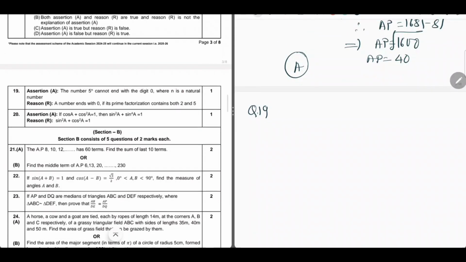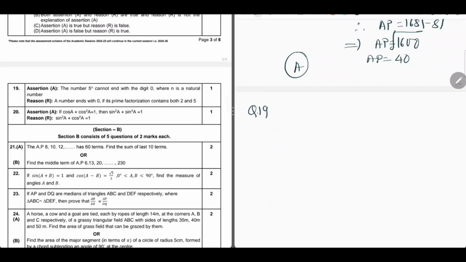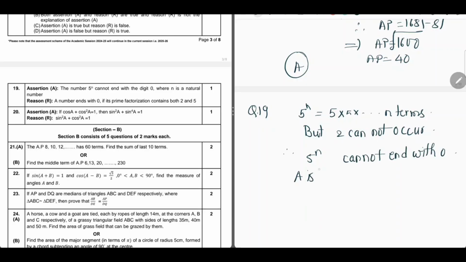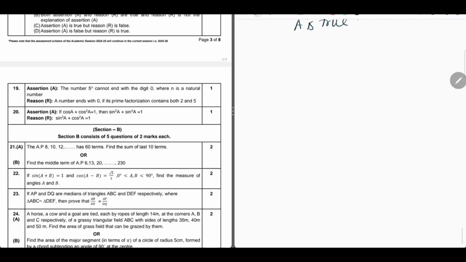19 and 20 are assertion reasoning questions. Now the first, 19th one. The number 5 raised to n cannot end with the digit 0 where n is a natural number. So 5 raised to n, yes. In the expansion of 5 raised to n, I will have 5 in the expansion but 2 cannot occur. So 5 raised to n cannot end with 0. A is true. A number ends with 0 if its prime factorization contains 2 and 5. So R is a correct reason. So A and R are true. It is the correct explanation.